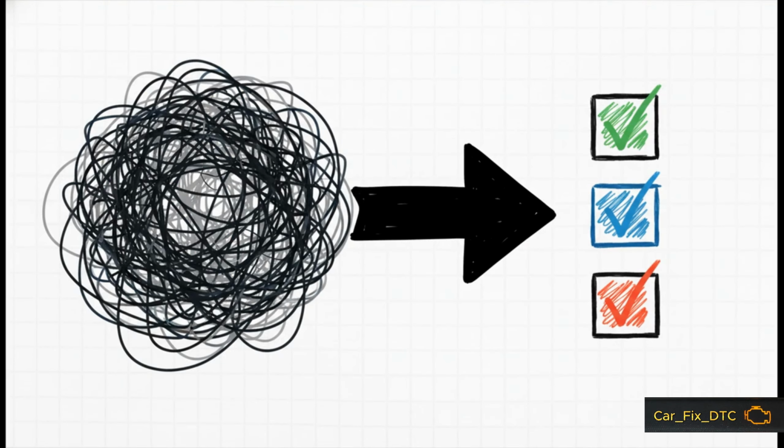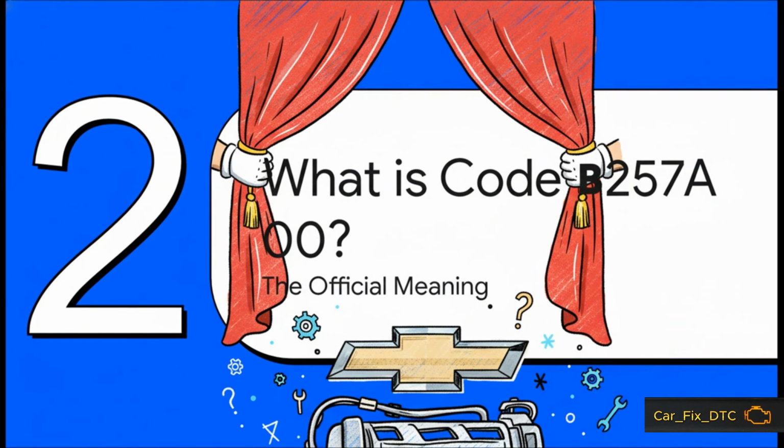You know how repair manuals are full of all that confusing technical jargon? We're cutting right through all that noise. The goal here is simple. By the time we're done, you'll have a clear, step-by-step plan. No more guessing games. Okay, so what is code B257A00? Let's get right to it and look at the official, super technical definition.